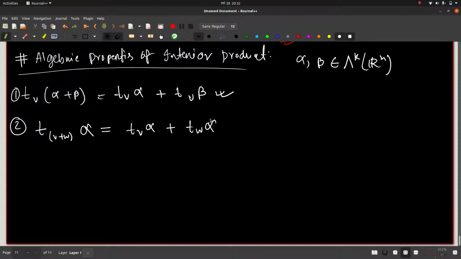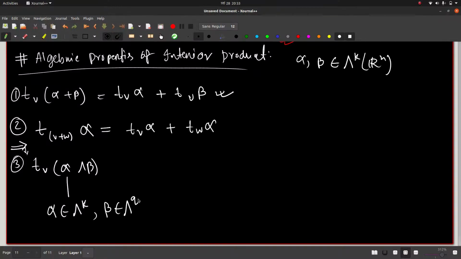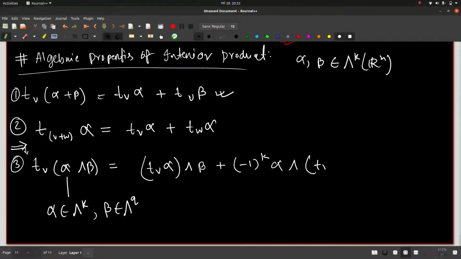And there is another property. If you want to compute the interior product of a wedge of differential forms, where alpha and beta are now a k form and a q form respectively, so alpha belongs to lambda k and beta belongs to lambda q, this will turn out to be i_v of alpha wedged with beta, plus minus 1 to the power k, alpha wedged with i_v of beta.